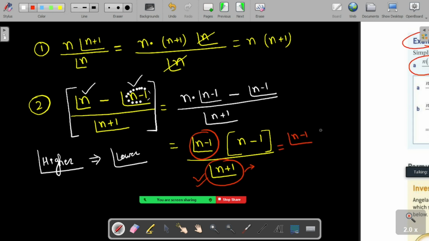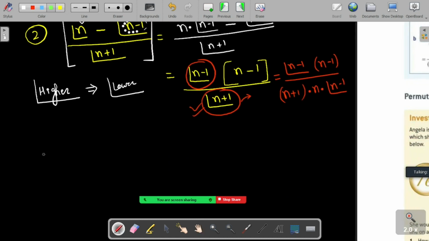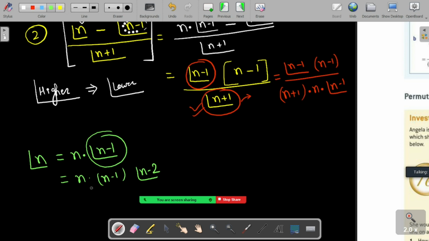The numerator will be as it is, n minus 1 into factorial n minus 1, and we will break down the denominator first of all as n plus 1 into n into factorial n minus 1. Are you getting this, how I have written this? If there is any doubt, please let me know. You know factorial n can be written as n into factorial n minus 1. You can write it next as n, and this can again be broken down as n minus 1 into factorial n minus 2, isn't it?